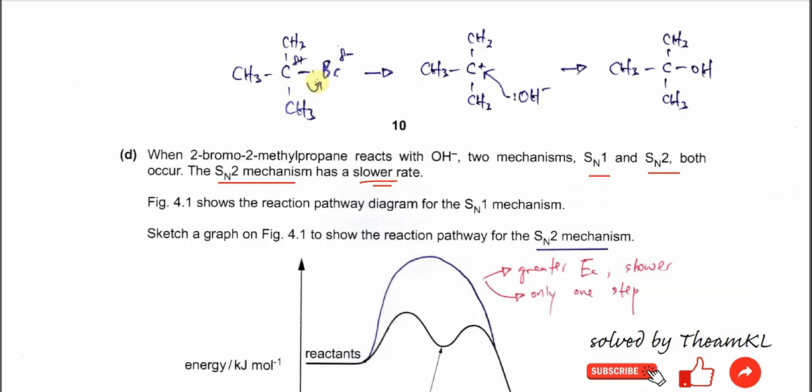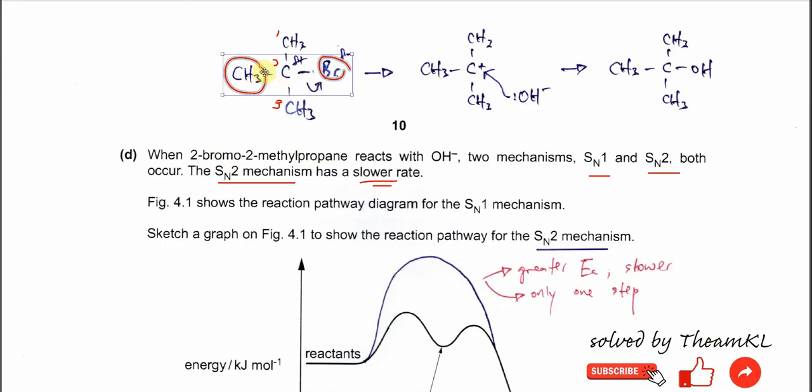Okay, first we need to refer to the structure of this halogenoalkane. 2-bromo-2-methylpropane. Let's say this is the first carbon, second carbon, third carbon. So on the second carbon, there are methyl and bromine. So this is the 2-bromo-2-methylpropane.